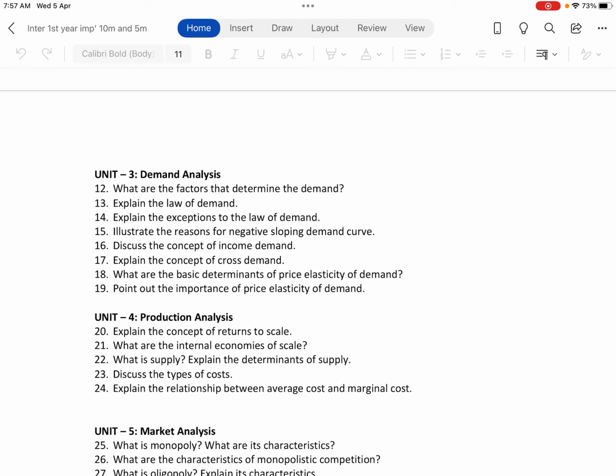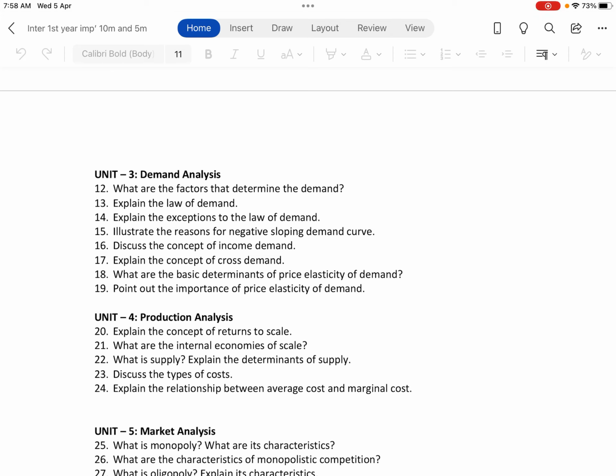And then the 14th question, you just have to explain what is the meaning of law of demand and then what are all the various exceptions to the law of demand, and you have to draw the diagram of upward sloping demand curve. And 15th question, again you have to explain what is the meaning of law of demand. You have to draw the downward sloping demand curve and you have to explain what are all the reasons for the downward sloping demand curve. Of course, all these questions' answers I will be uploading in my future videos.